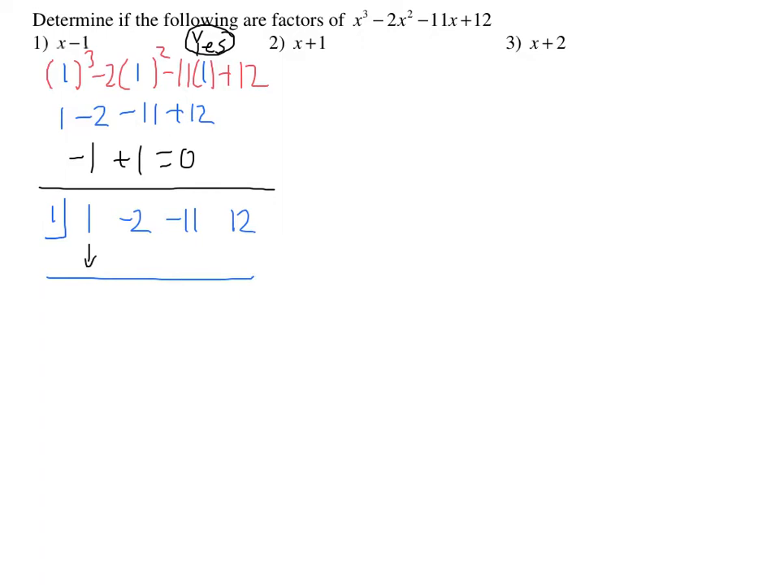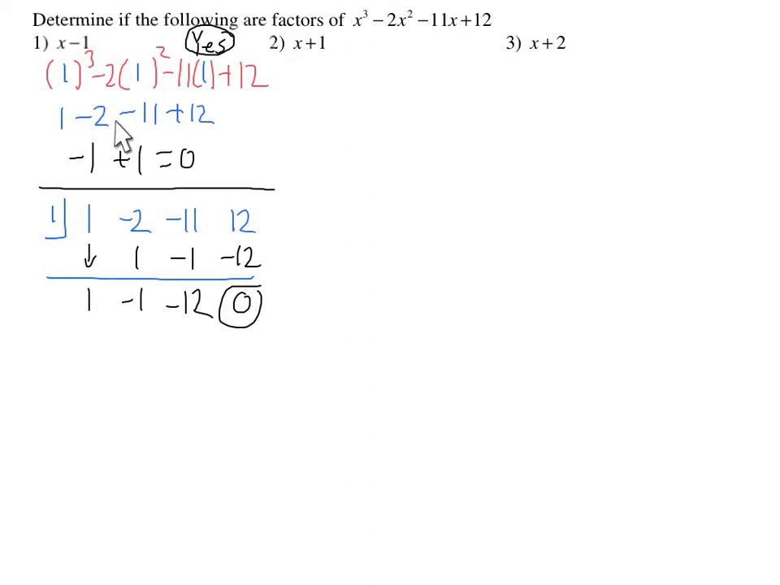Bring down the 1. 1 times 1 is 1. Put it there. Add down. Negative 2 plus 1 is negative 1. 1 times negative 1 is negative 1. Add down. I get negative 12. 1 times negative 12, go here. So that would be negative 12. And then 12 plus negative 12 is 0. And see how that's a remainder of 0? See how that had a value of 0? Those should always be the same.